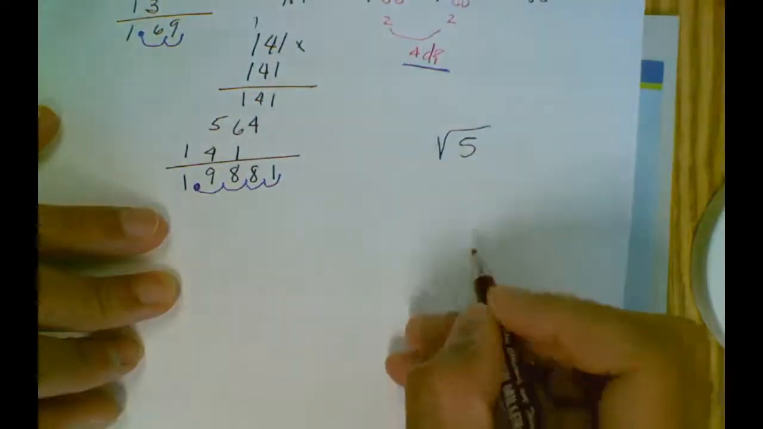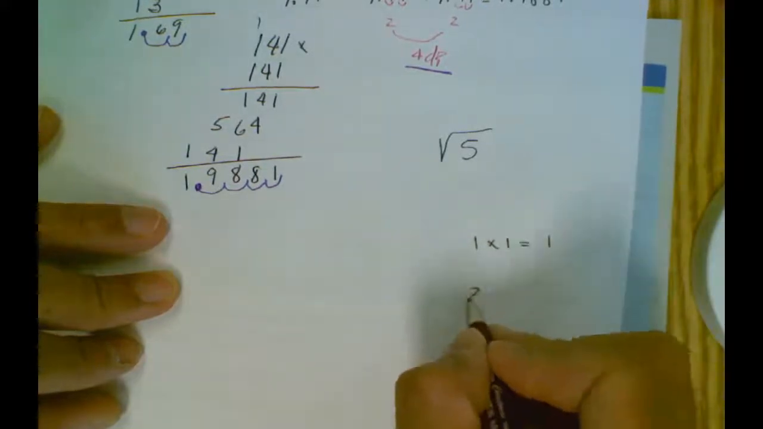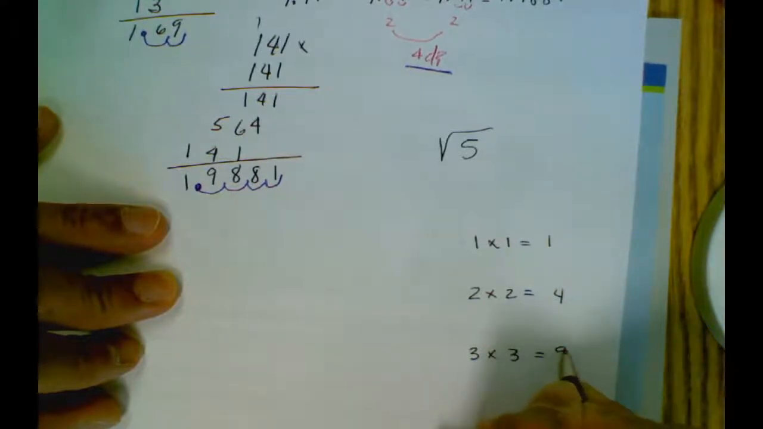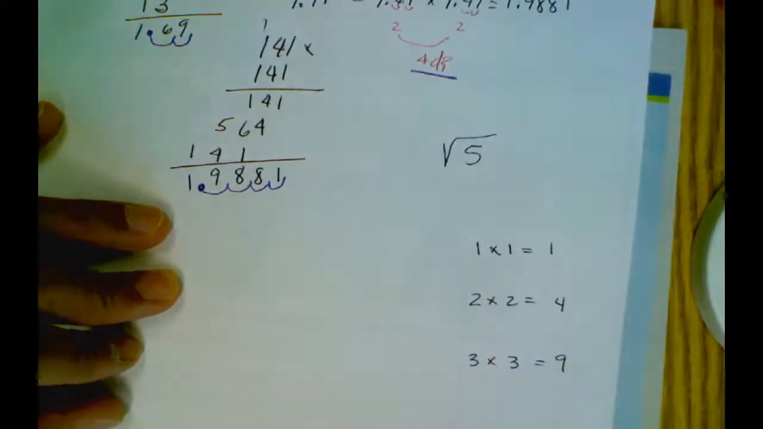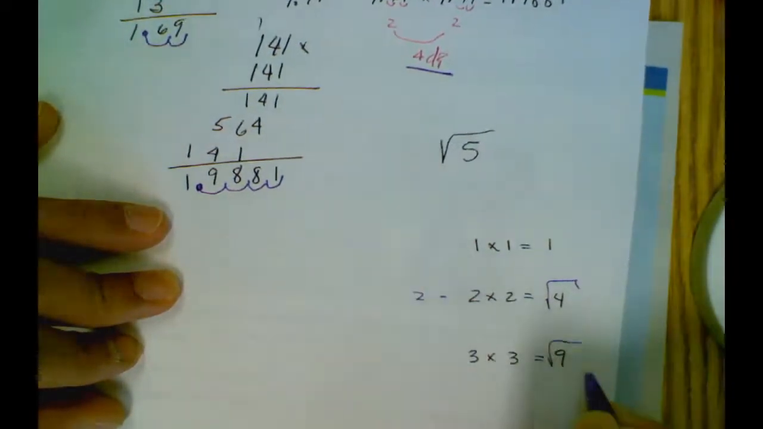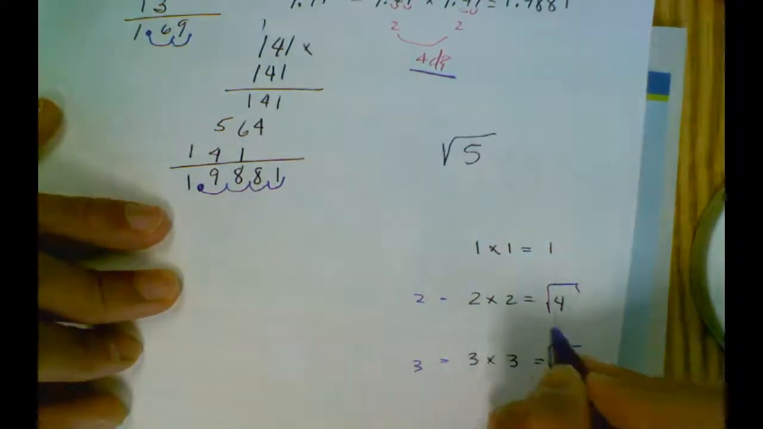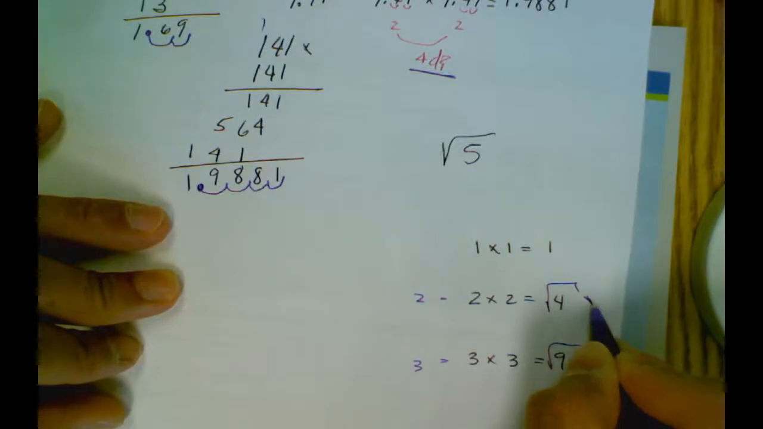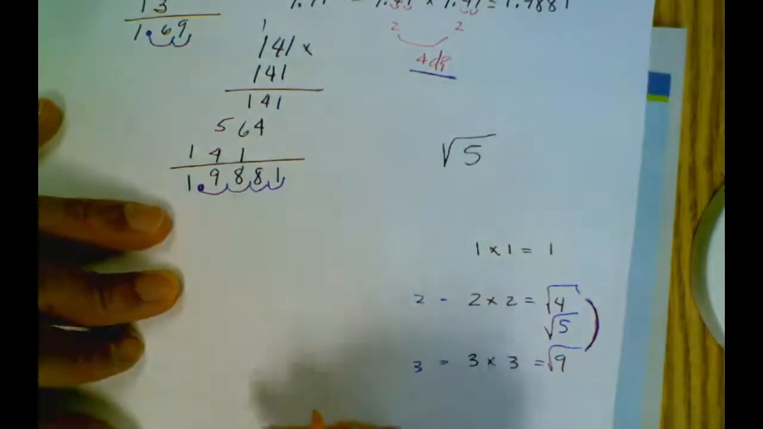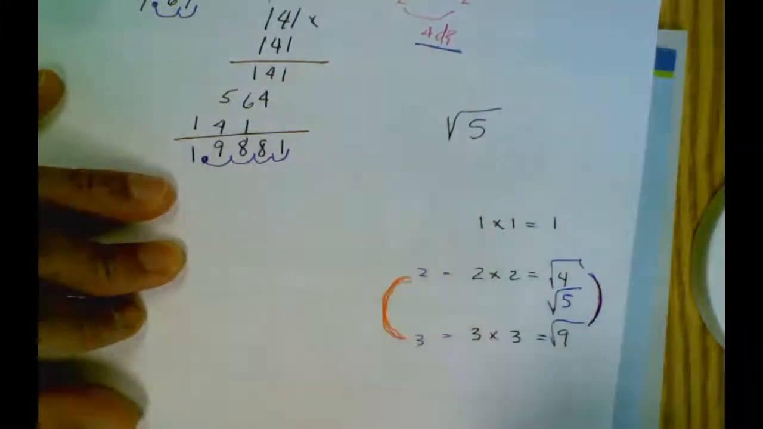So now I'm going to look for some perfect squares. 1 times 1 equals 1. 2 times 2 equals 4. 3 times 3 equals 9. So that means the square root of 4 is equal to 2. Square root of 9 equals 3. So the square root of 5 is between these two square roots. So the square root of 5 is between 2 and 3.